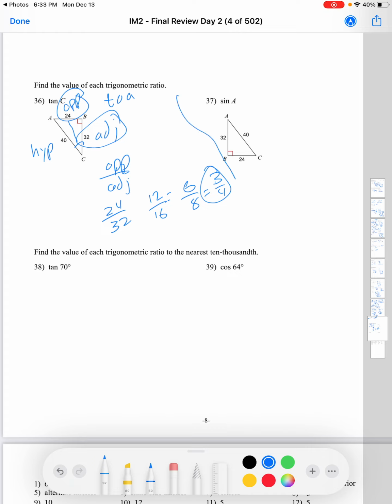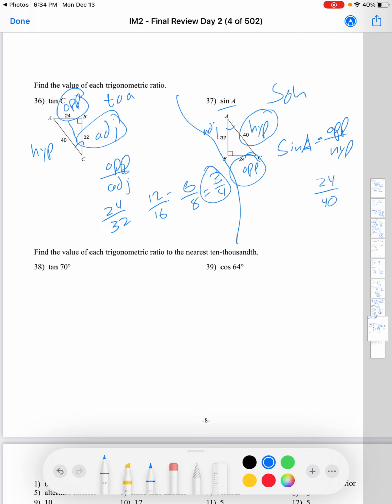So 3/4. Sine of A, draw our eyeball, opposite, hypotenuse, adjacent. For sine, we want SOH, that's our H and our O. Sine of the angle A equals opposite over hypotenuse, so it's going to be 24 over 40. 8 goes into each of those. That's going to be 3/5.